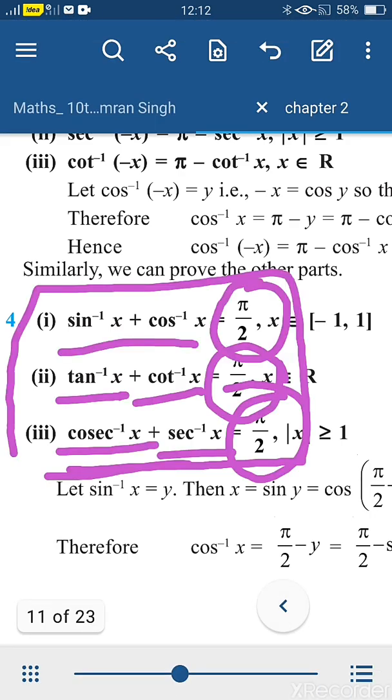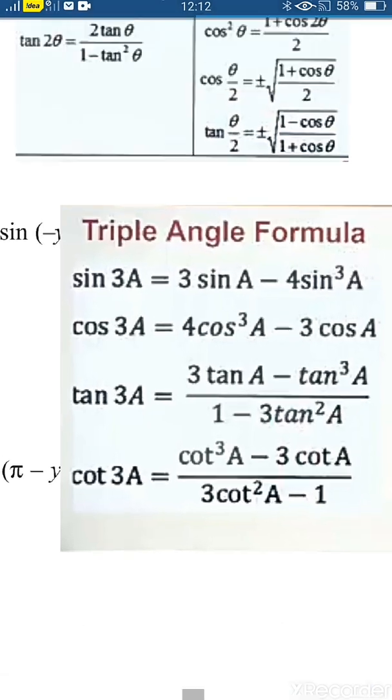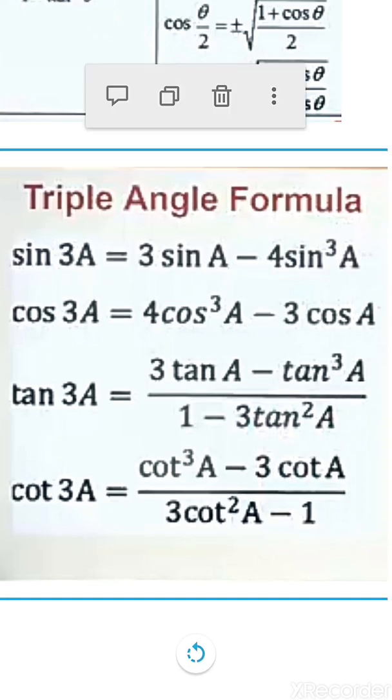Hurriedly we'll be starting with the formulas now. Moving on, now see these formulas which we have done in class plus 1. These are triple angle formulas. Why is it a triple angle formula? When it is sine 3a, cos 3a, tan 3a, cot 3a. So you have to keep it in mind. Sine 3a is equals to 3 sine a minus 4 sine cube a.